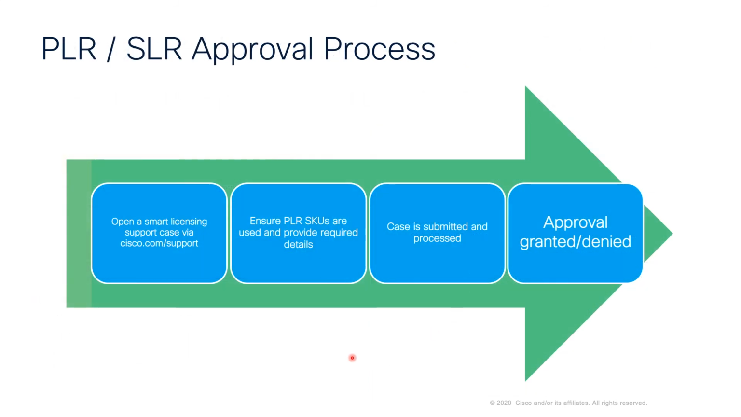Now the actual approval process for this is relatively straightforward. First thing we need to do is open up a smart licensing support case on cisco.com/support. Make sure you use the PLR SKUs and provide the required details. Submit the case, and then the approval will either be granted or denied. But again, talk to your Cisco representative throughout this process, and they can help you through this stage.